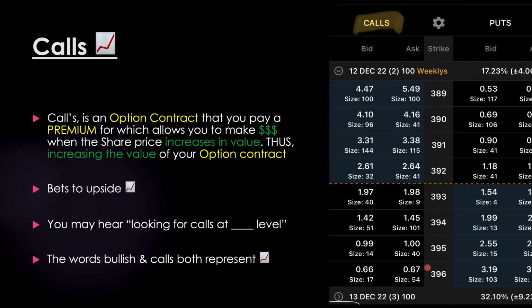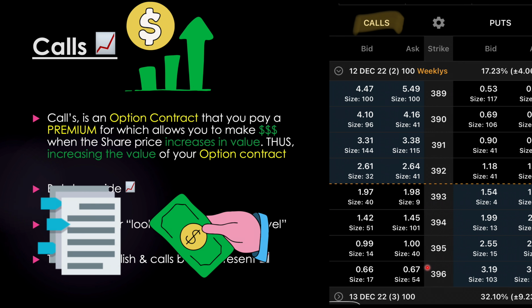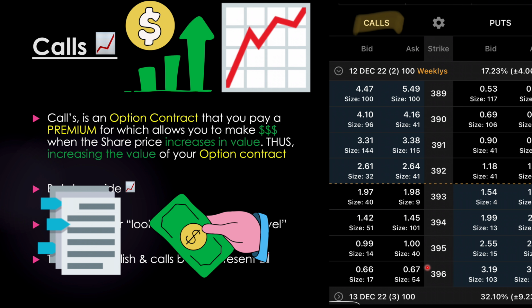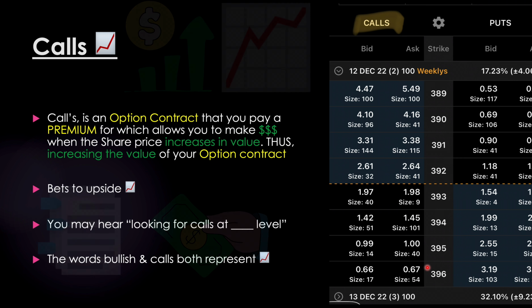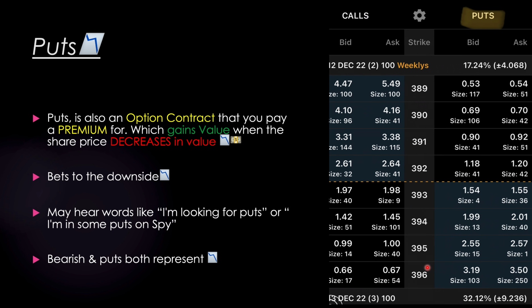But to go over the calls, a call is an option contract that you pay a premium for, which allows you to make money when the share price increases in value, thus increasing the value of your option contract. Basically, bets to the upside. You may hear things like looking for calls at a specific level, looking for calls at a support level, and all that means is that you're bullish, and the words bullish and calls both represent moves to the upside. So if you're looking for calls, you're basically bullish, and if you're bullish, well, you want to find yourself in a nice call position.